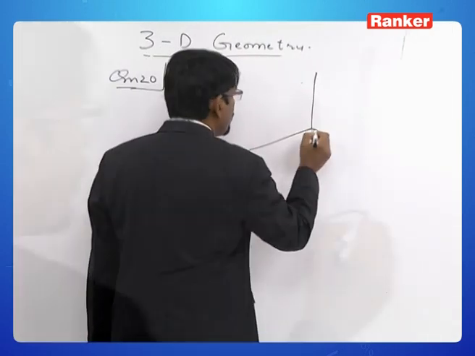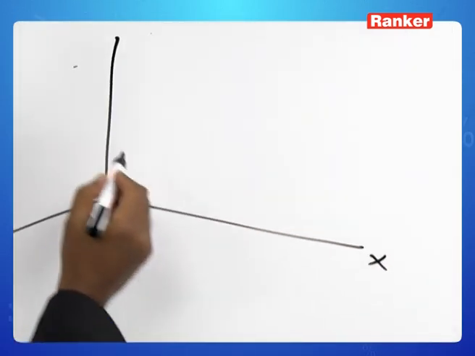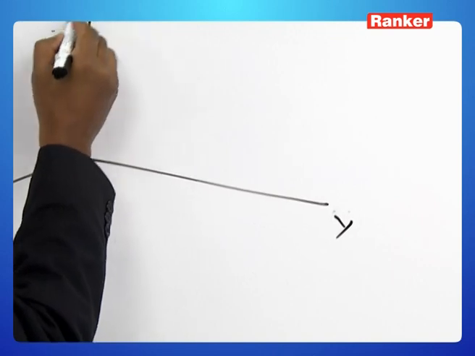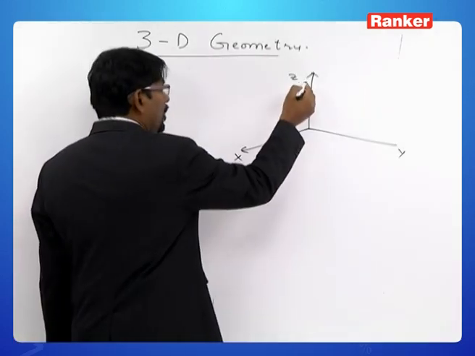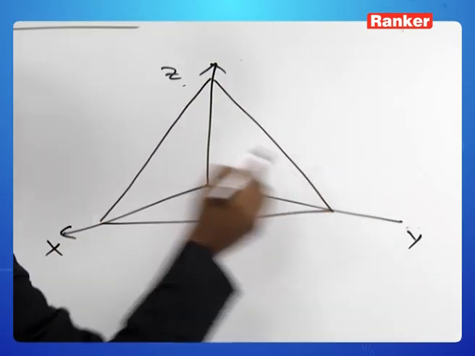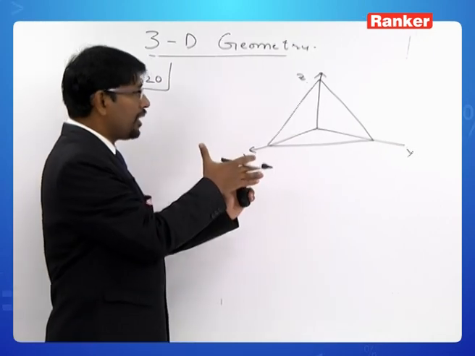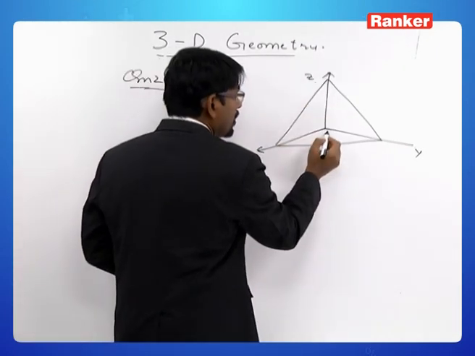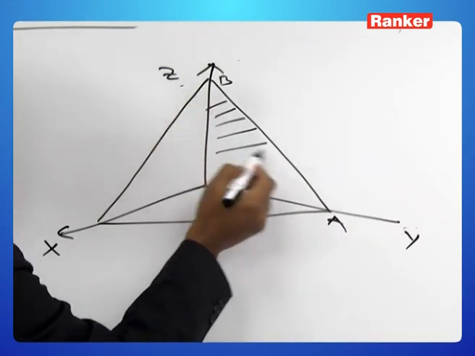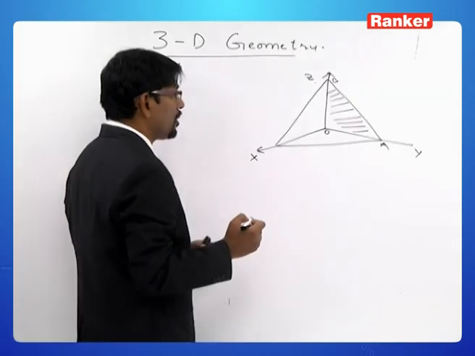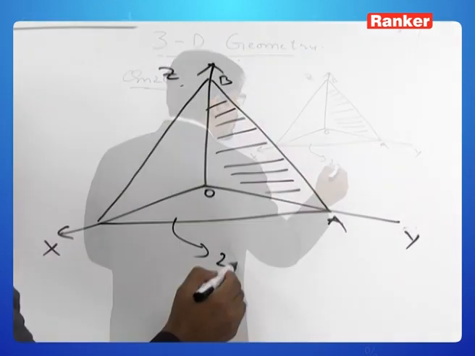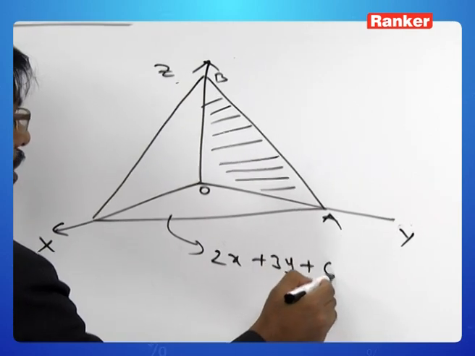We have the plane. Let's take this as the x-axis, this as the y-axis, and this is the z-axis. A plane in its first octant appears this way. So we have a plane. Let us say this is the origin here, OAB. We have to find out the area of the triangle OAB. Now what is the equation of this plane? It is 2x plus 3y plus 6z plus 9 equal to 0.